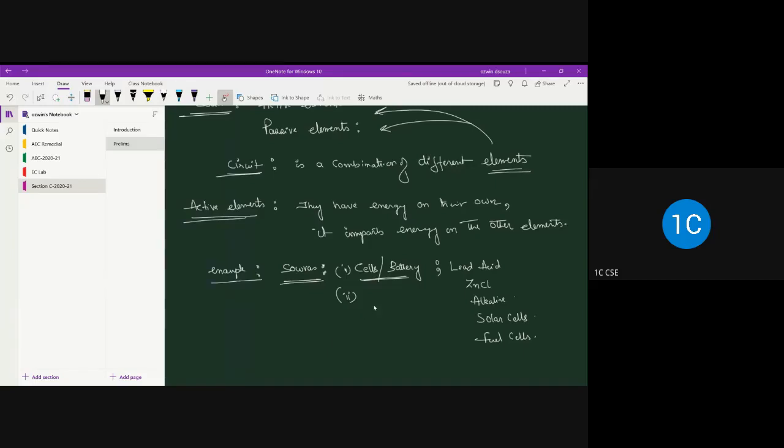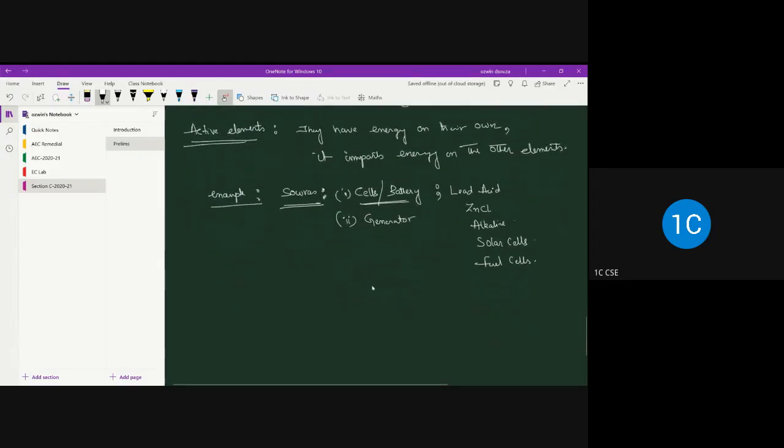Any other examples can you give me? Generator. Exactly. Generator gives energy, right? Good. Generator also is an example for a source. Now, under generator, you can have different types. You can have AC generator and DC generator. Now, under cells, can we have AC cell and DC cell? Yeah, these cells are always DC. They give direct current electricity.